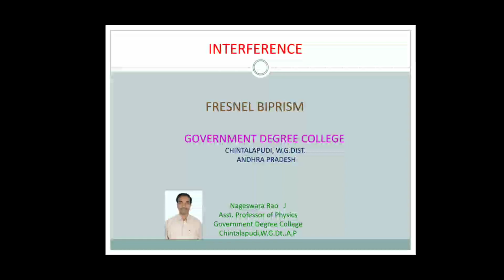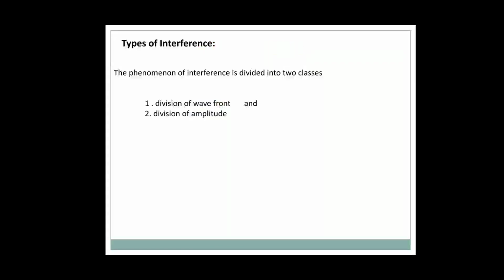In this presentation, we will explain and discuss the Fresnel biprism. By using the Fresnel biprism, how can we determine the wavelength of light used? Before discussing the Fresnel biprism, we want to remember how to get an interference pattern.